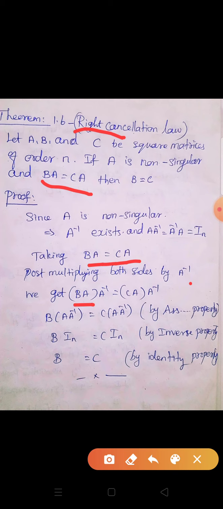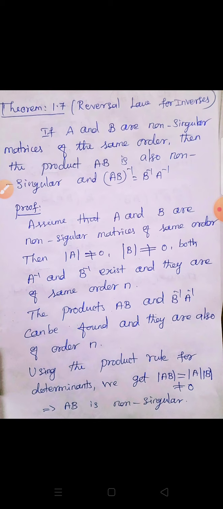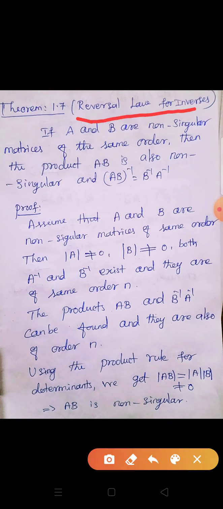So on the right side of BA we multiply A inverse, and on the right side of CA we multiply A inverse. Now taking the associative property, B A A inverse is equal to C A A inverse. Now the inverse property: B In is equal to C In. So by the identity property, B is equal to C. Hence the right cancellation law is proved. Are you understanding?